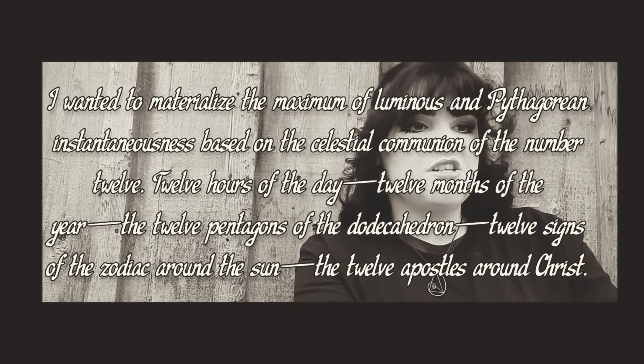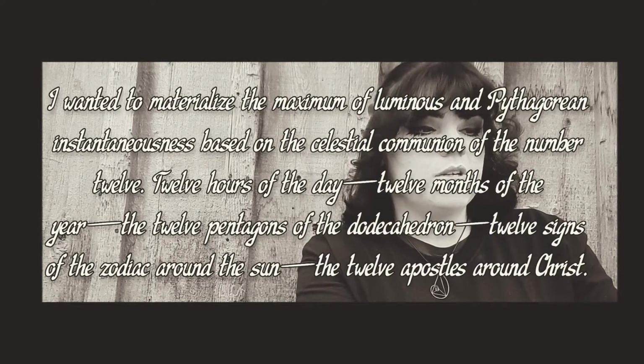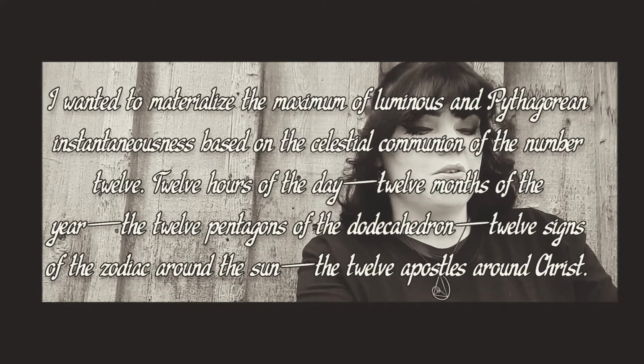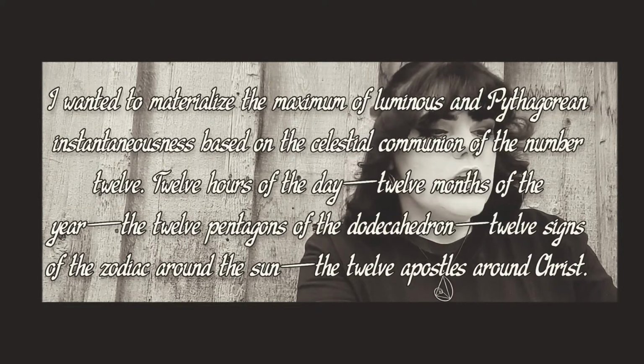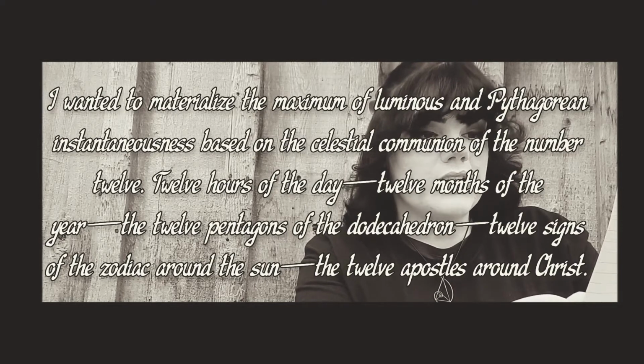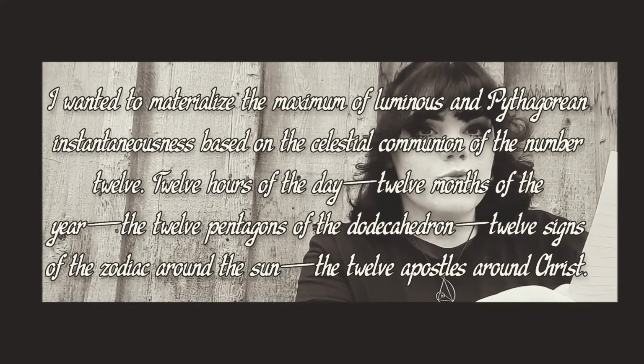"I wanted to materialize the maximum of luminous and Pythagorean instantaneousness based on the celestial communion of the number 12. 12 hours of the day, 12 months of the year, the 12 pentagons of the dodecahedron, 12 signs of the zodiac around the sun, the 12 apostles around Christ." This inclusion of the golden ratio in religious artwork has given it another title, the divine proportion, because of the belief that its inclusion creates inherent beauty.